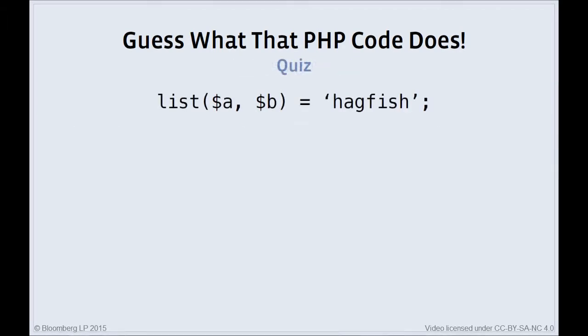Okay, so now here's the quiz. What happens if you use that on a string? What are A and B here? Some people are saying H and A. It turns out that's wrong. They're null and null. I guess strings aren't really arrays of characters in PHP.